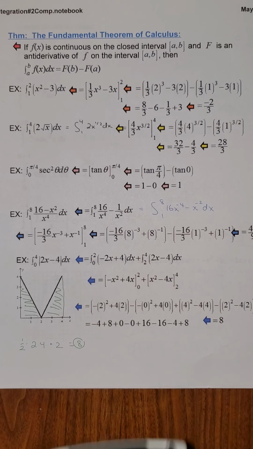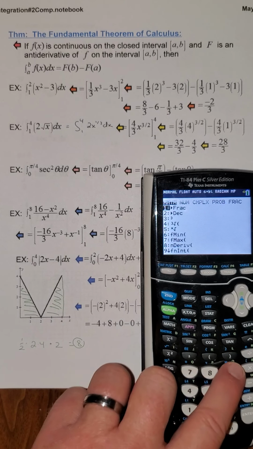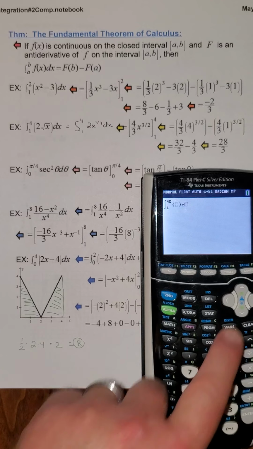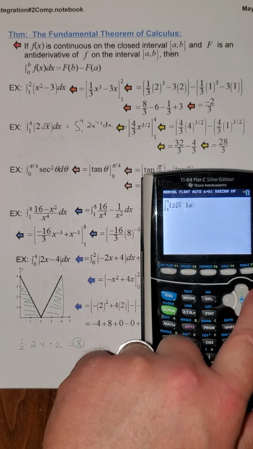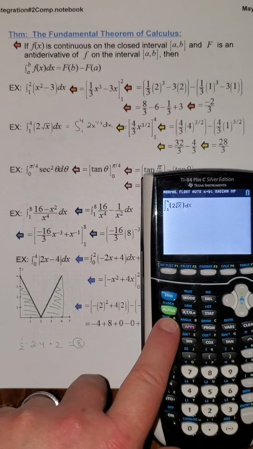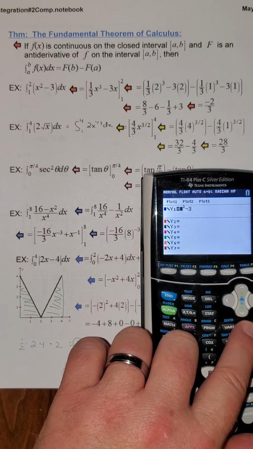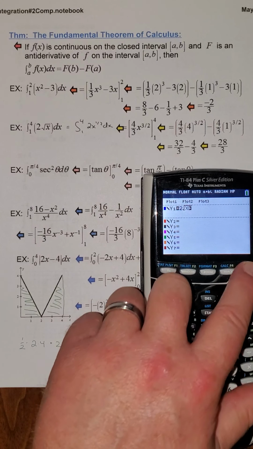And if you don't think that's correct, again, take a look at my calculator here. I could do math number 9. I could integrate from 1 to 4 of 2 radical x dx. And I could even put math number 1 to convert it to a fraction. Look at that. It's 28/3. It works. Okay? What does the graph look like? 2 radical x, graph it.